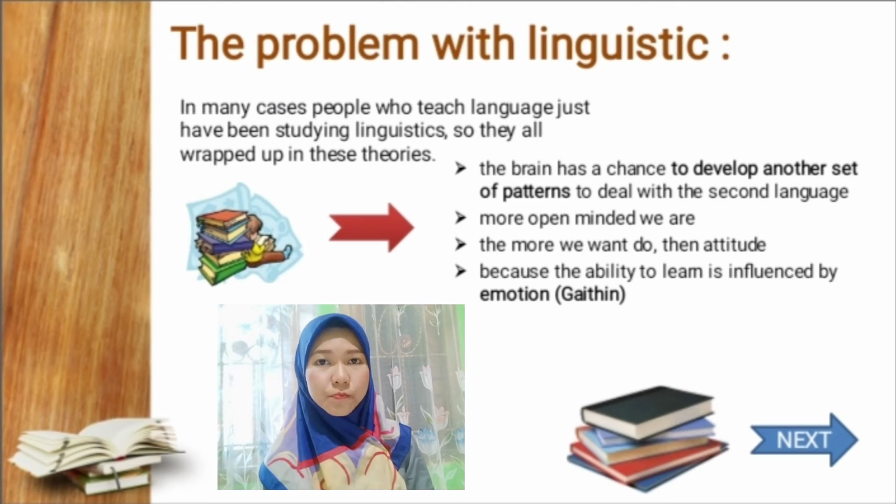In many cases, people who teach language have just been studying linguistics, so they wrap it up in these theories. So the brain has a chance to develop another set of patterns to deal with the second language, and the more open-minded we are, the better our attitude, the more we like it. Because the ability to learn is influenced by emotion, you need to be motivated to learn language. Read, listen, and start speaking using the language, and don't worry about how you sound or anything else.